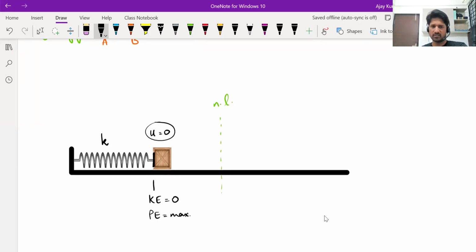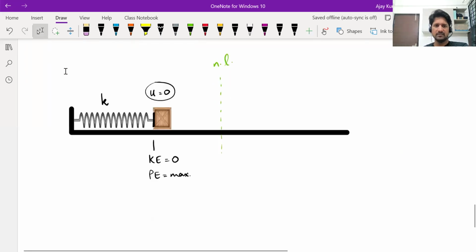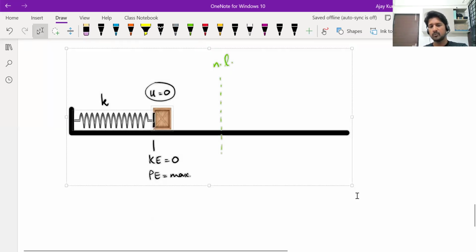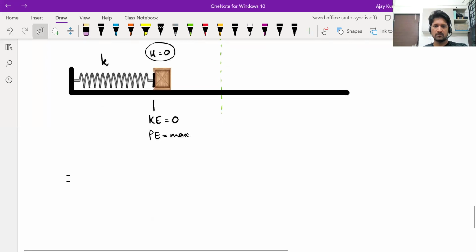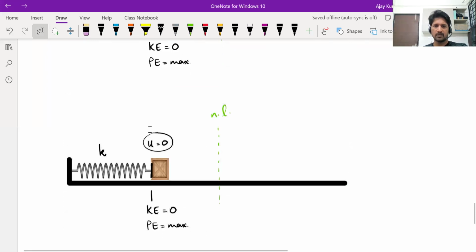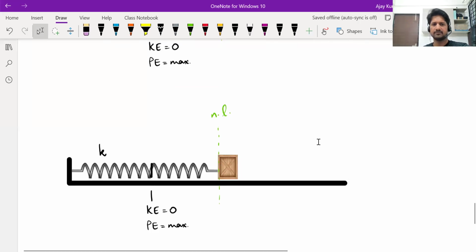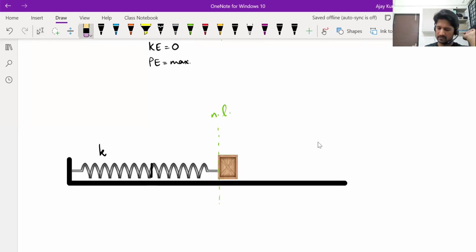Spring stores elastic potential energy. Now, when you release this, what will happen? The spring relaxes, and as the spring relaxes, it pushes the block. So the block moves to the right. Assume the block goes all the way to the natural length, so the spring has relaxed all the way to the natural length. When the spring is relaxed, there's no potential energy in the spring. Potential energy is zero at this position.